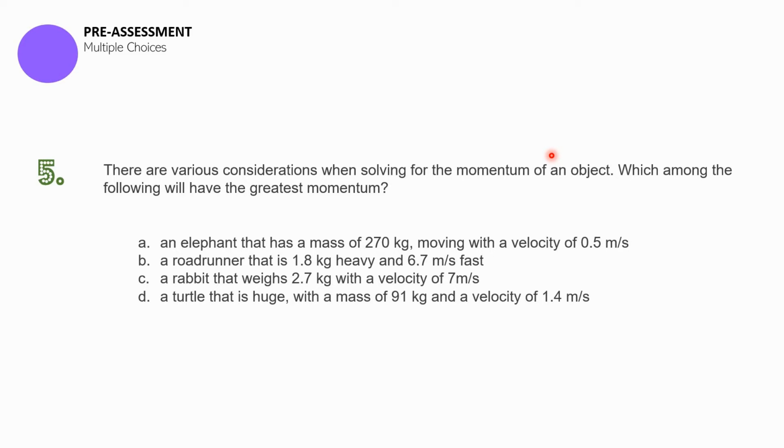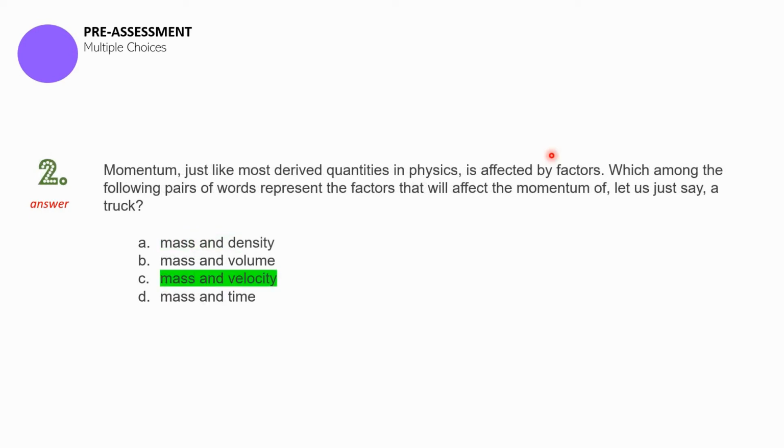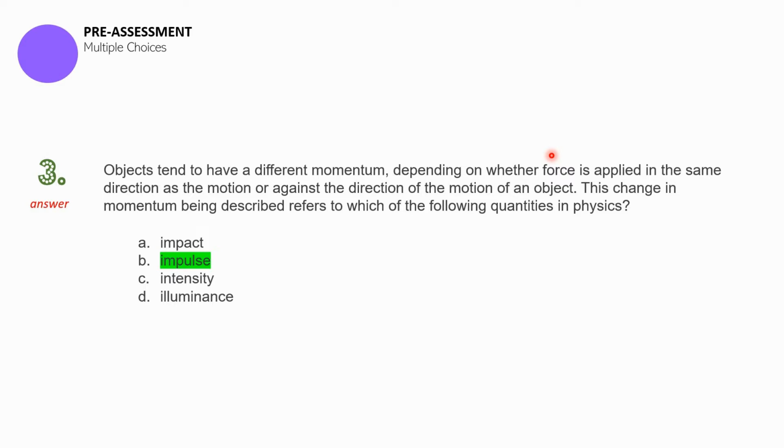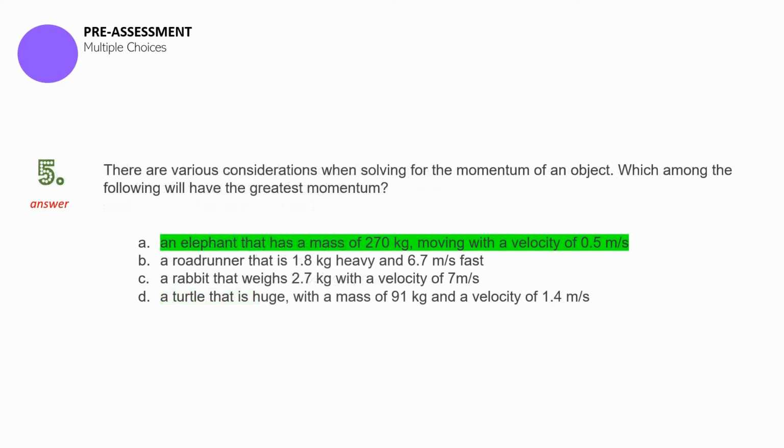Let us now move on to the answers to those questions. Okay, for question number 1, the answer is 24.6 kilograms meters per second. Question number 2, the answer is mass and velocity. Question number 3, the answer is B, impulse. Question number 4, the answer is all of the above. For question number 5, the last question, it's obviously an elephant that has a mass of 270 kilograms moving with a velocity of 0.5 meters per second.